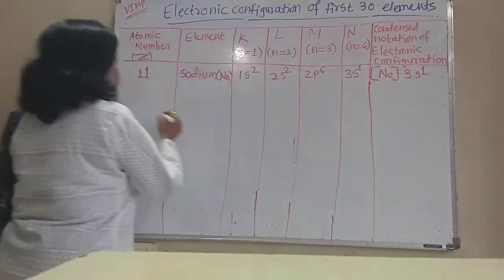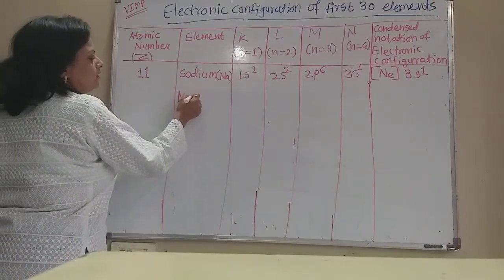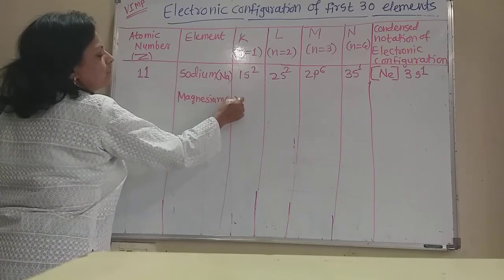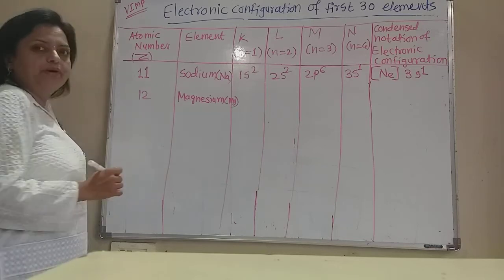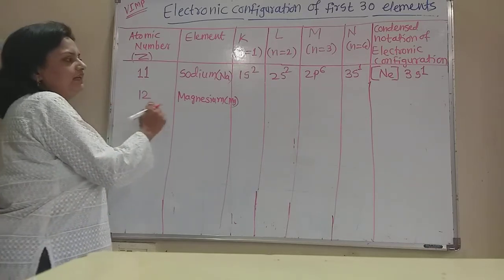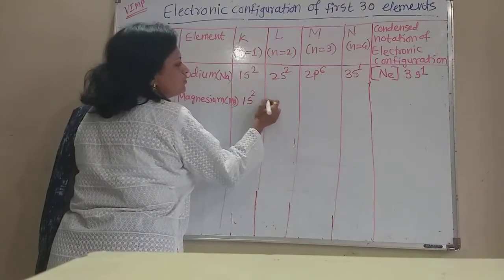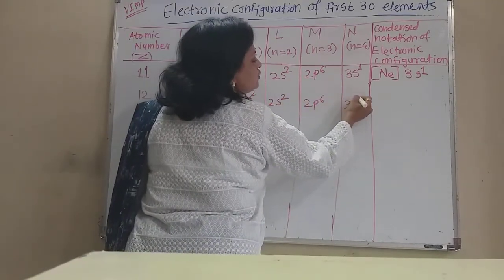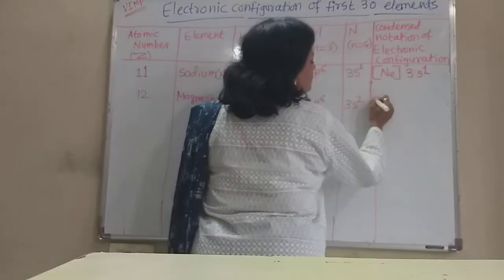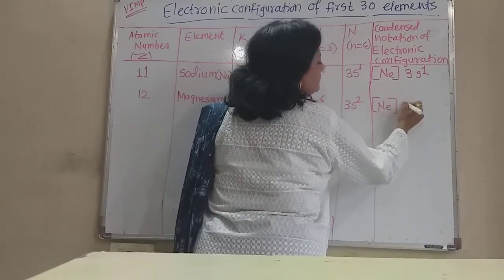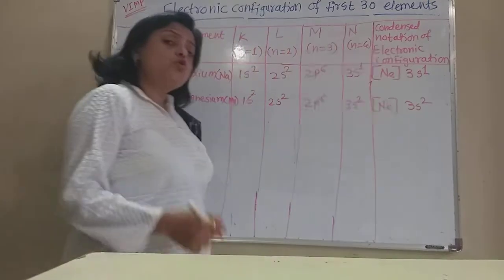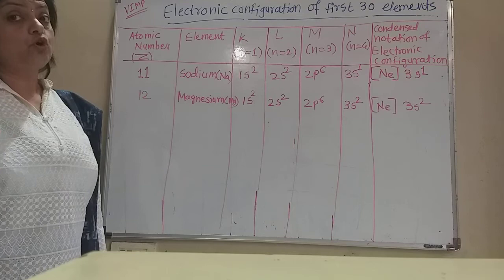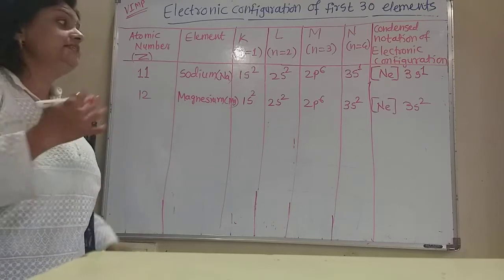Now after sodium there is magnesium. Magnesium has the symbol Mg and atomic number 12. So 12 electrons are filled in this way: 1s2, 2s2, 2p6, 3s2, and the condensed electronic configuration becomes [Ne] 3s2 and so on. We can write the electronic configuration of the 30 elements in this way.